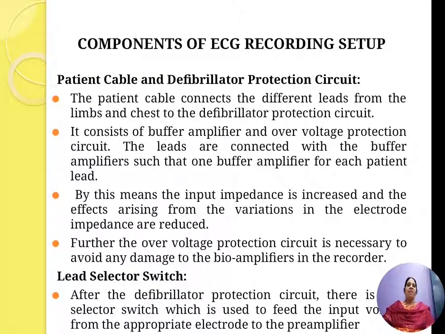It consists of a buffer amplifier and an overload protection circuit. The leads are connected with buffer amplifiers, one buffer amplifier for each patient lead. How many leads do we have? We have 5 leads in the circuit, so 5 buffer amplifiers will be needed. For each lead, one buffer amplifier is connected. So the patient cable connects the different leads from the limbs and the chest to the defibrillator protection circuit.